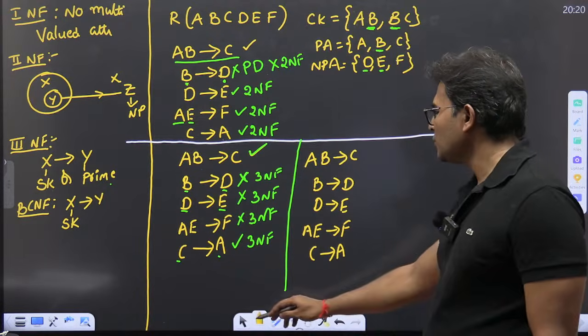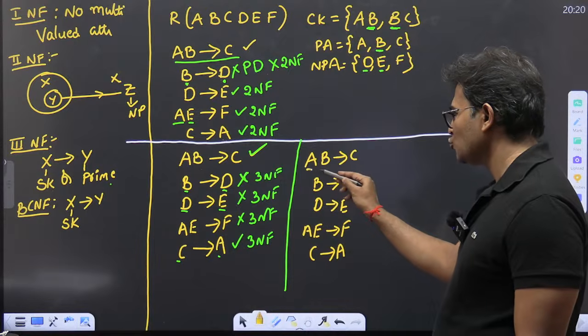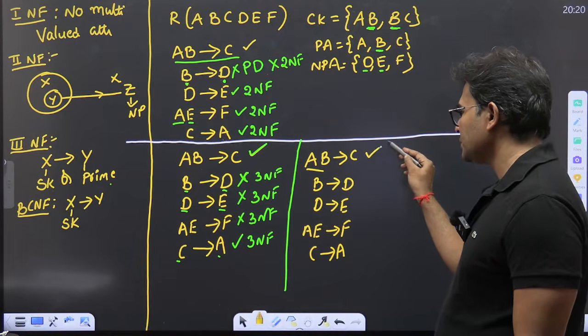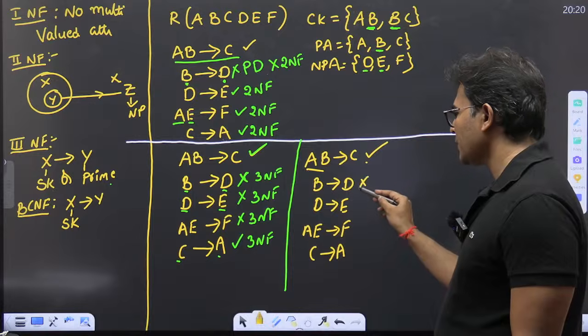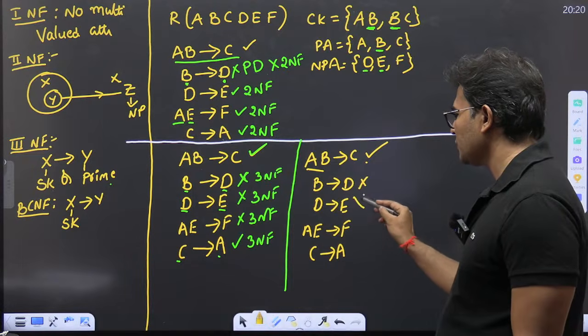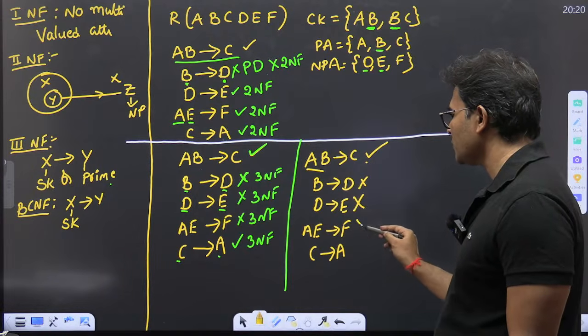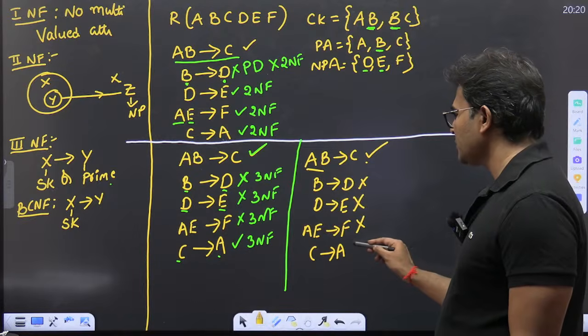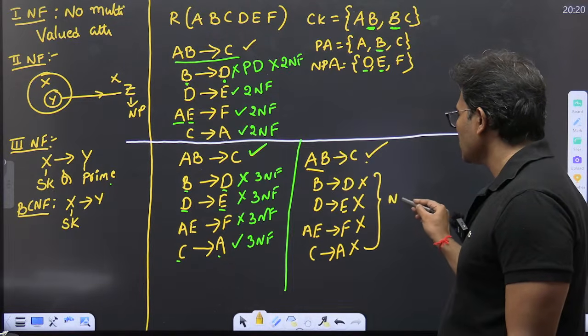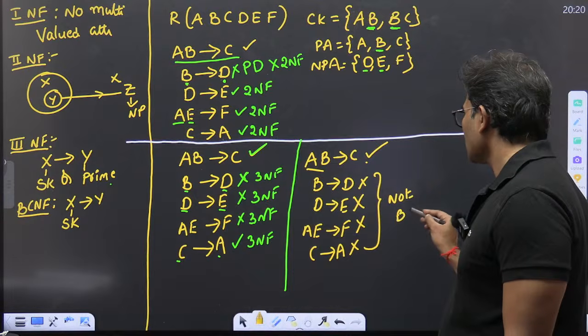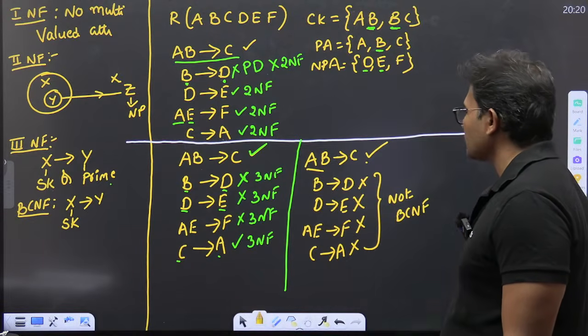We know that if the left hand side is a super key, it is definitely in BCNF. This one is in BCNF. But this is not in BCNF because the left hand side is not a super key. Here also the left hand side is not a super key, so not BCNF. This is also not BCNF, this is also not BCNF. All these are not BCNF.